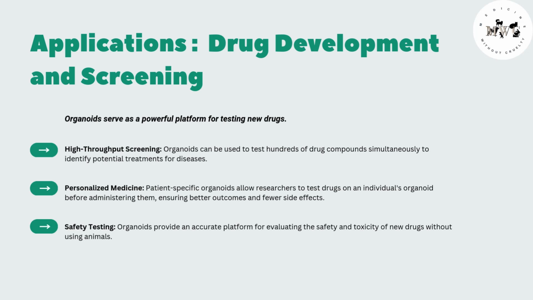Organoids can also serve as a powerful platform for testing new drugs. For example, high throughput screening, organoids can be used to test hundreds of drug compounds simultaneously to identify potential treatments for diseases. It can be used to test drugs on an individual's organoid before even administering the drug, ensuring better outcomes and fewer side effects. And safety testing as well. Organoids can provide an accurate platform for evaluating the safety and toxicity of new drugs without using animals.